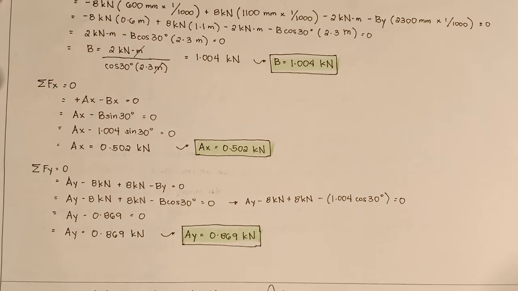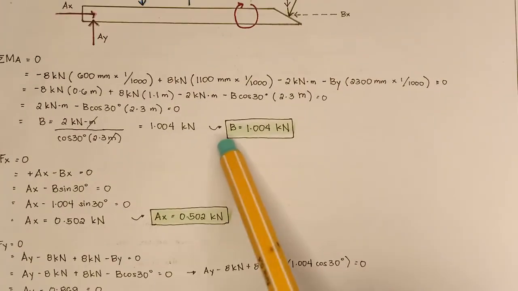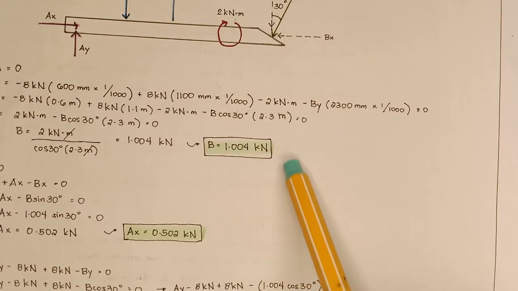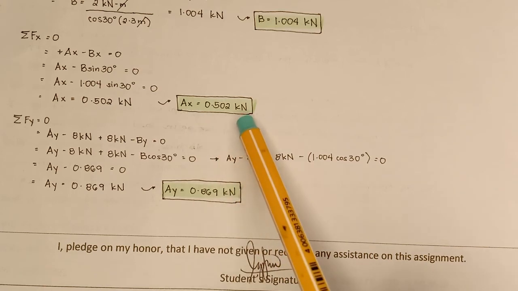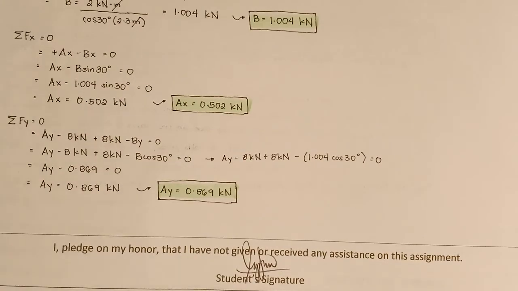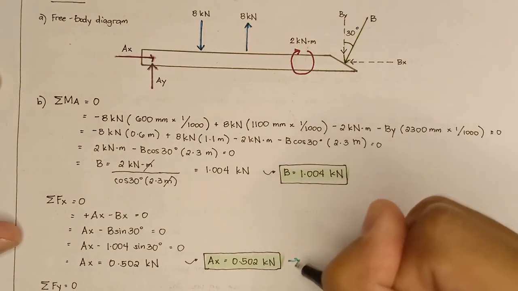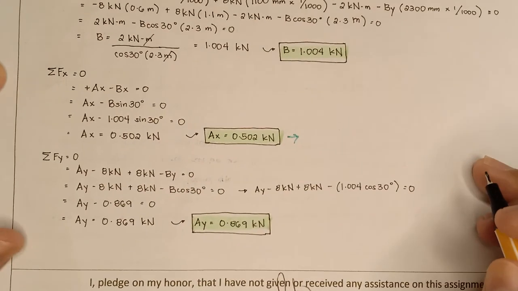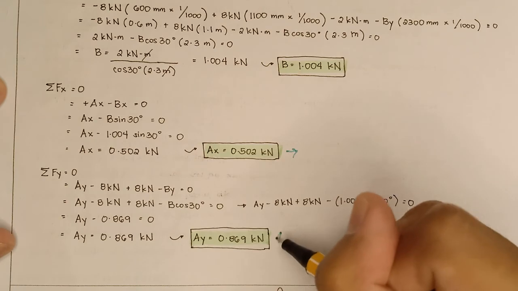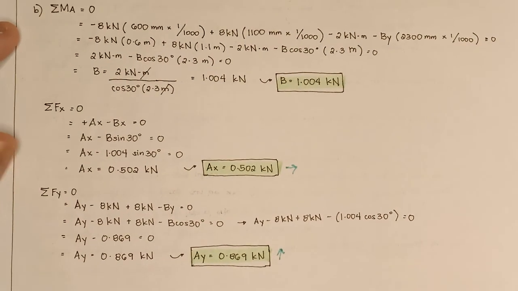Now we have already determined the reactions at pin support A, and these are my answers. The value of B is 1.004 kilonewtons, and the reactions at A are 0.502 kilonewtons in AX. Since this is positive, it's going to the right, and since AY is also positive, this is going to the upward direction. So there you have it.